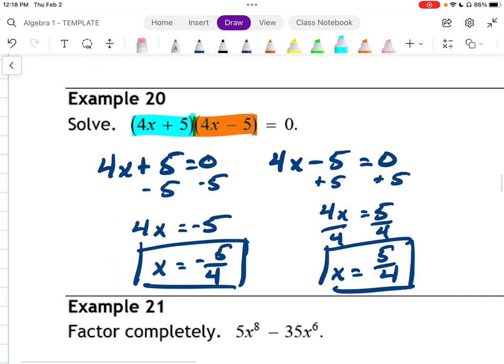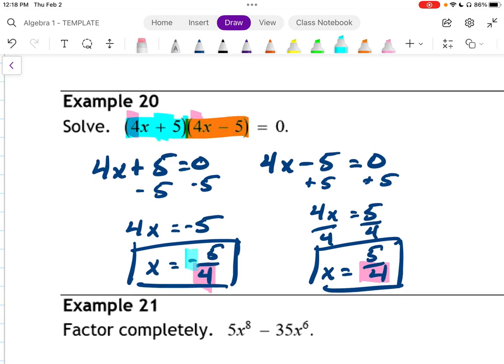Down here, this one we have something sitting in front of our x, right? We have a coefficient on our x term. On both of these, the 4s, they're the denominators. That's something good to recognize. And then for the blue one, we have a plus, and it gave us a minus. On the orange one, there's a minus, and it gave us a positive at the end. Okay, those are good things to recognize.